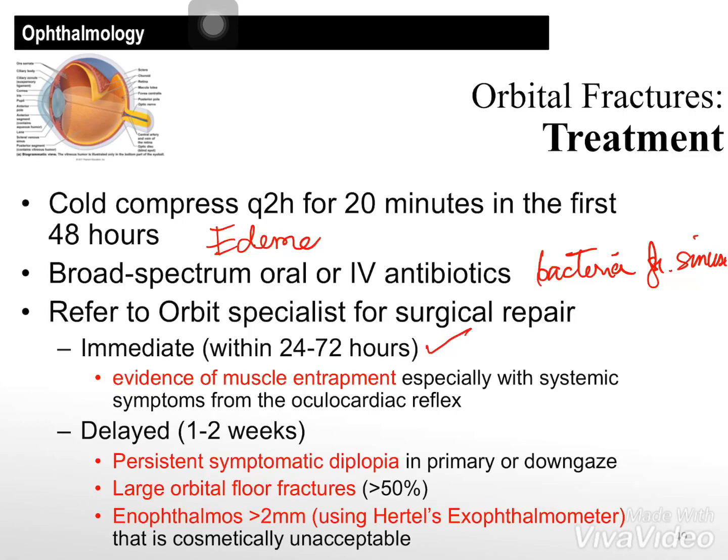And we do surgery only when there is persistent symptomatic diplopia, when there is a really large orbital floor fracture, and if there is an enophthalmos of more than 2 millimeters, resulting in a cosmetically unacceptable appearance. So those are the only indications for orbital surgery later on.